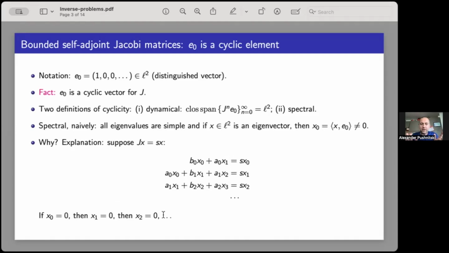And so the whole thing vanishes. And that's obviously something we don't want. So it's a contradiction if we started with an eigenvector. So this shows that E naught is a cyclic vector.